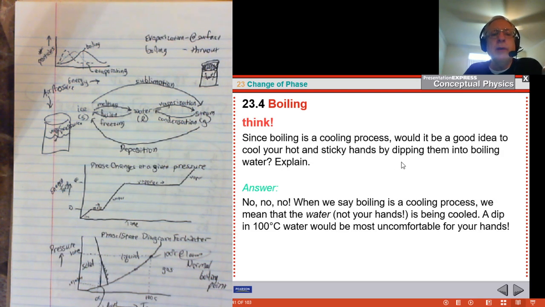So since boiling is a cooling process, would it be a good idea to cool your hot and sticky hands by dipping them into boiling water? Absolutely not. The water is being cooled. Remember, boiling cools the water, but it warms the environment, and your hand would be the environment. So you would be warmed, the water would be cooled. So keep that in mind. When we say that vaporization is a cooling process, you're talking about the thing being boiled. What's around it is warmed.